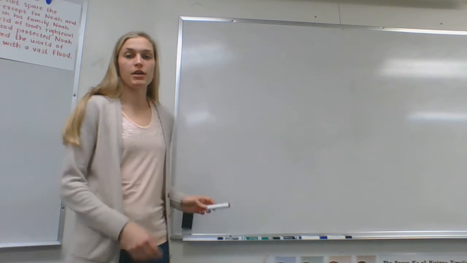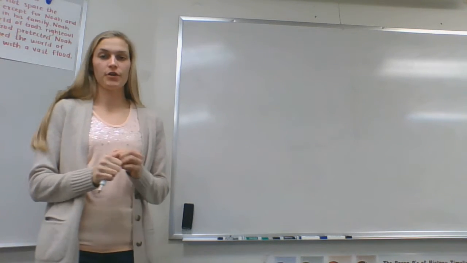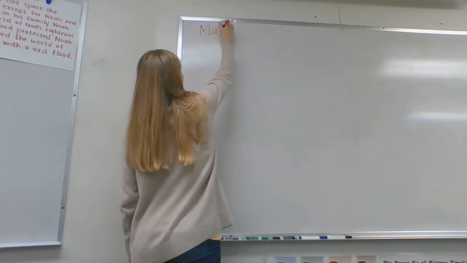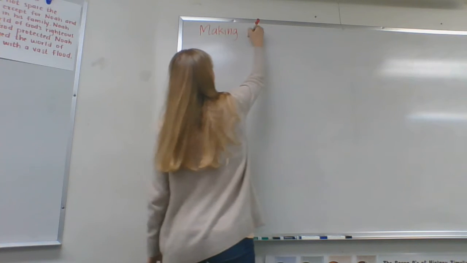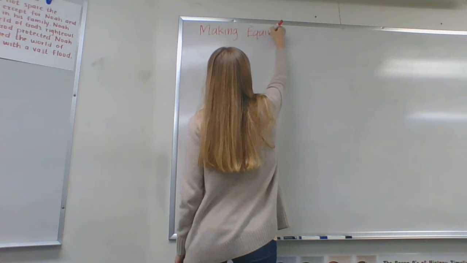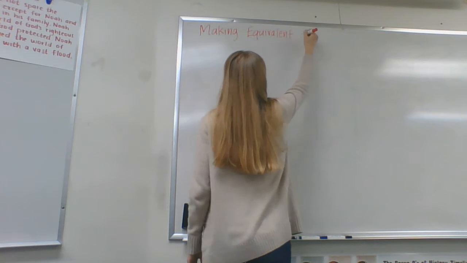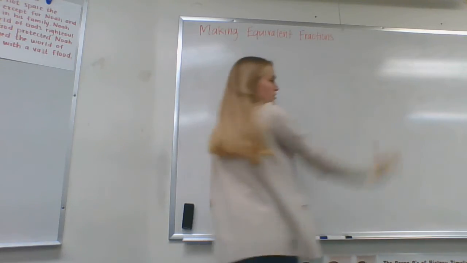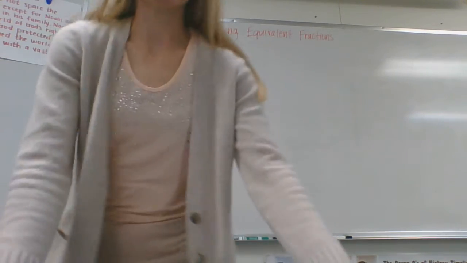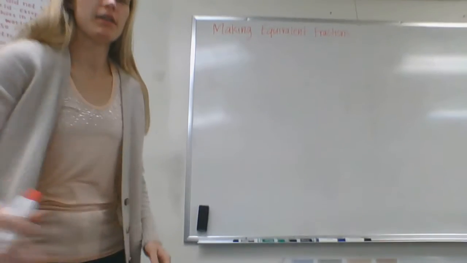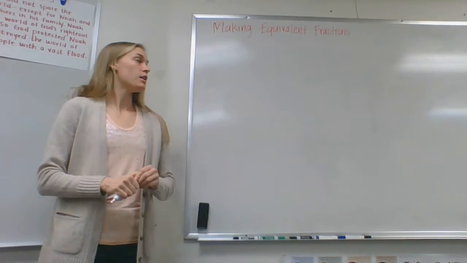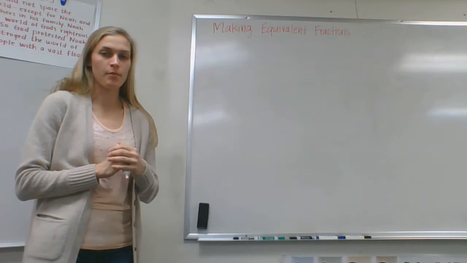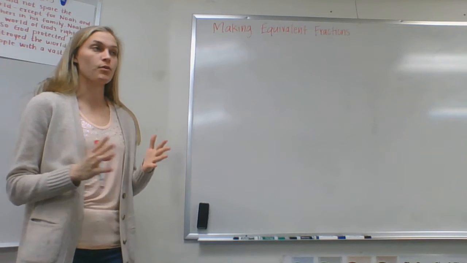We are going to be making equivalent fractions. So go ahead and get your notebook, find a blank page, and you can title it Making Equivalent Fractions. This just means we're making fractions that equal each other. So they're different, but they equal each other. And so the basic rule is if you multiply the numerator and the denominator by the same number, you will get an equal fraction.